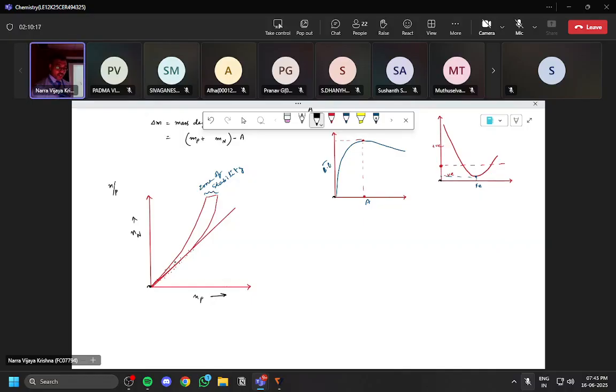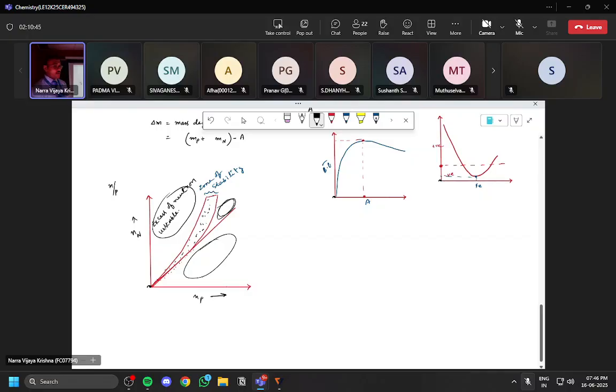A few nuclei have a neutron to proton ratio that falls in this zone, or here, or here. Whichever fall in this zone are unstable. Such nuclei are unstable due to an excess of neutrons. A few fall in this zone, a few fall in this zone. So all these three zones are unstable zones.